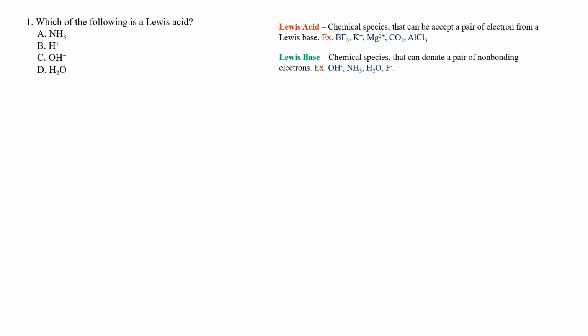What are the Lewis bases? Lewis bases are chemical species that can donate a pair of non-bonding electrons. Non-bonding electrons, another name is lone pair electrons. For example, OH minus ion can donate a lone pair of electrons to an incoming H plus ion, making H2O. NH3 can donate a lone pair of electrons on nitrogen to an incoming H plus ion to make NH4 plus, ammonium ion. In the same way OH minus, H2O, fluoride or any kind of anion can act as a Lewis base.